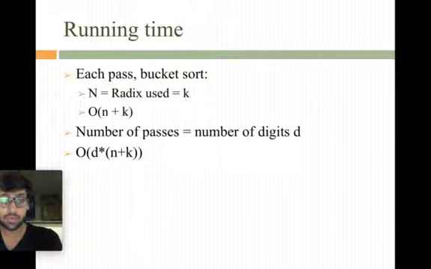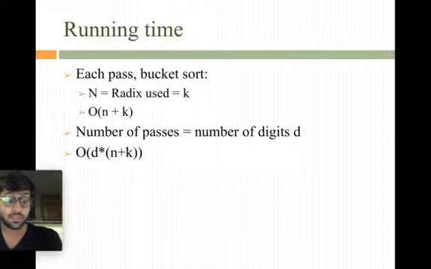Now if we try to analyze the running time of this algorithm, suppose the radix used is k, so we have a total of k digits ranging from 0 till k minus 1, and that is equal to the number of buckets that we had in the radix sort. The running time of the algorithm is order n plus k, where n is the number of numbers that need to be sorted, and k is the radix used, which is equal to the number of buckets. This is the time required for each pass of the algorithm.